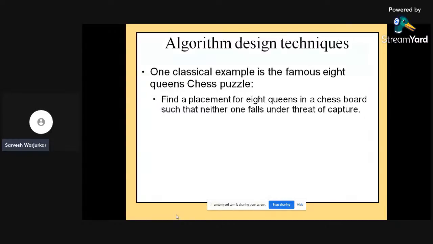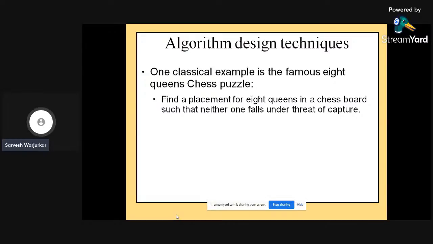A classical example is the eight queens chess puzzle. As we know, in the game of chess the queen plays a vital role, where it can move forward, horizontally, vertically, and diagonally as well, any number of places. In this case, we need to find a placement for eight queens on an 8 by 8 chessboard such that no queen falls under threat of capture. It directly means that no two queens can attack each other.